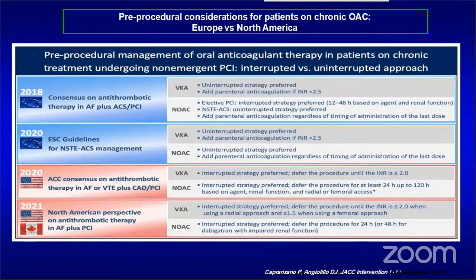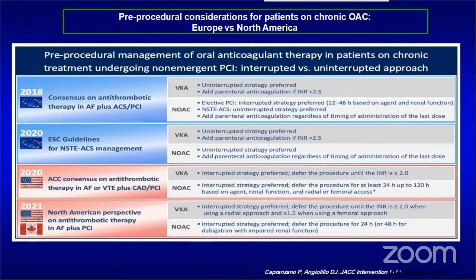In the North American side guidelines, the same uninterrupted strategy with vitamin K antagonist, and use anticoagulant with INR less than 2.5. In NOAC, an uninterrupted strategy is preferred, and add parenteral anticoagulant with them.